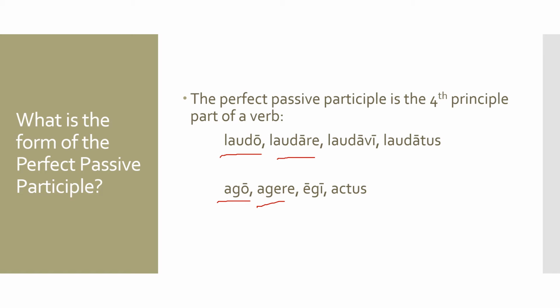And that's the infinitive. And then, of course, we know that the third principal part, laudavi, egi, is kind of the same as that first principal part, except it's perfect tense. So laudavi, I praised, egi, I did, I made. And then we come to the fourth principal part, and you don't have to do anything to it. That is the perfect passive participle. That's what it is. Laudatus, actus, perfect passive participle.